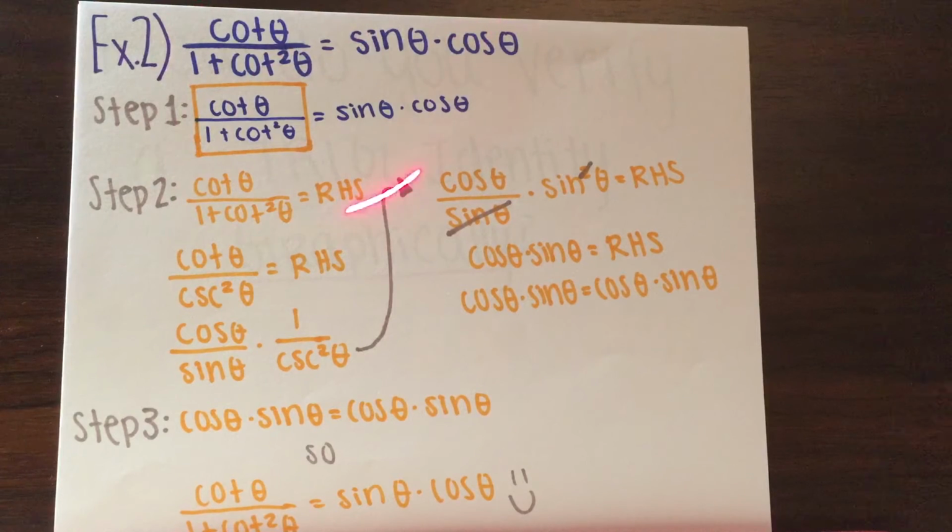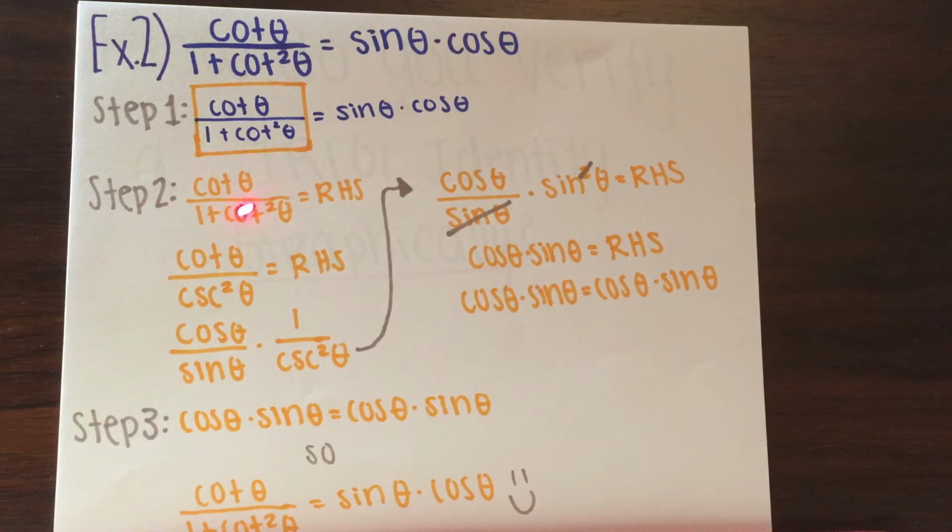Here's another example that we can use. This one is cotangent of theta all over 1 plus cotangent squared of theta equals sine theta times cosine of theta. So I chose to work on the left-hand side, and over here I just set the left-hand side equal to the right-hand side, which is sine of theta times cosine of theta.